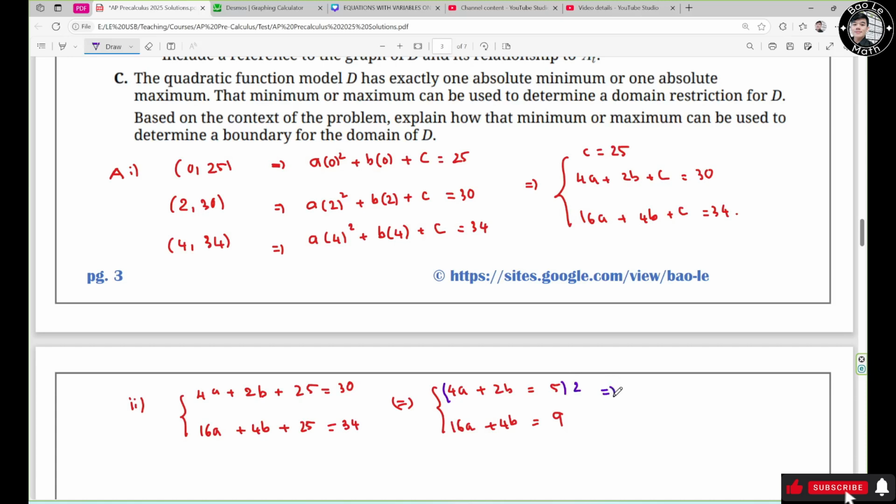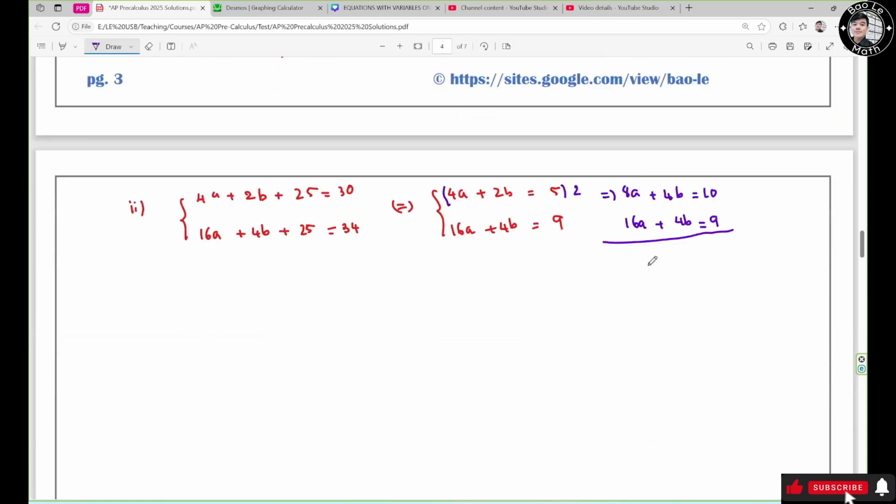Now for the first equation right here, I'm going to multiply both sides by 2. So I have 8a plus 4b equals 10. I rewrite the second equation, 16a plus 4b equals 9. Now I'm going to subtract these two equations vertically, so I have negative 8a equals 1, right? So a equals negative 1 over 8, right?